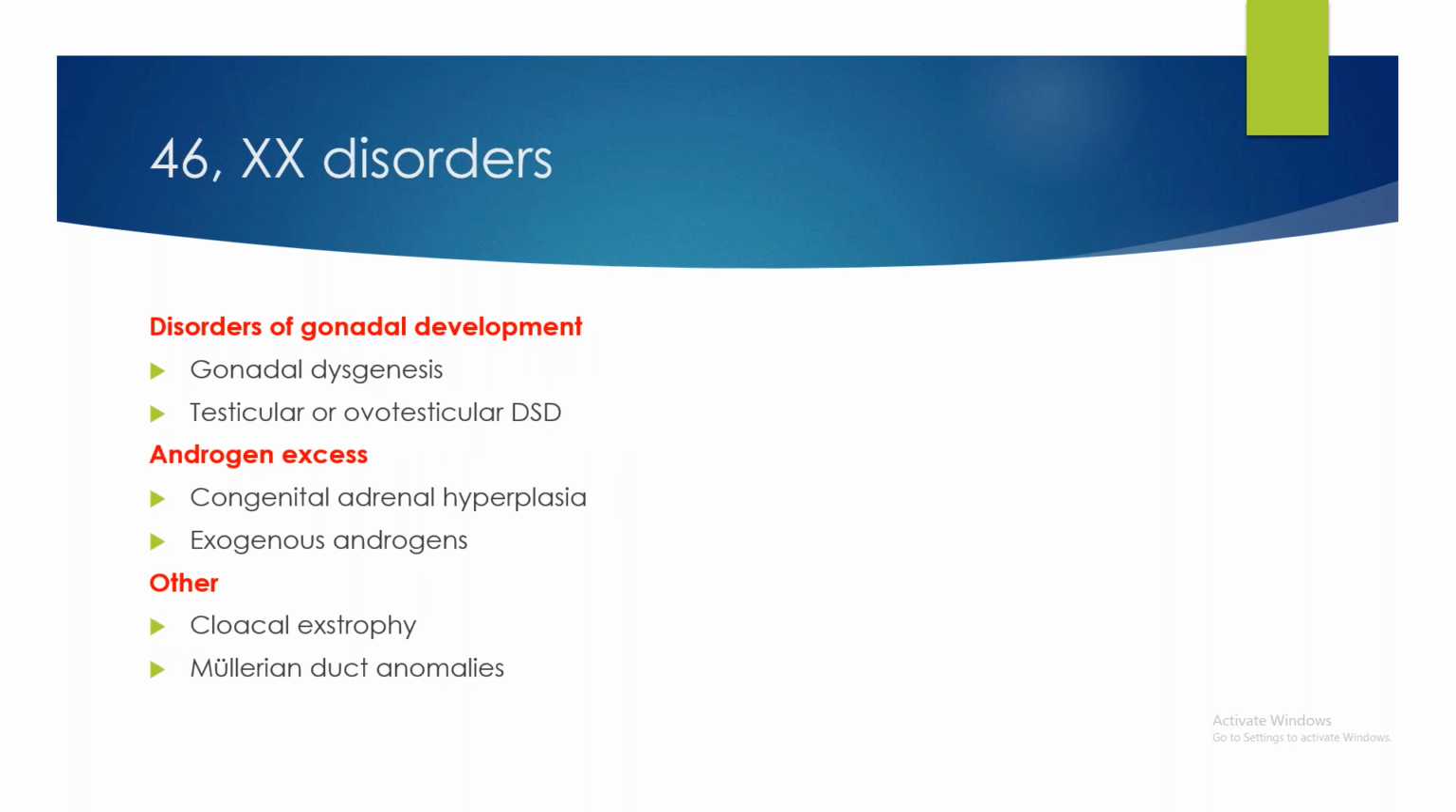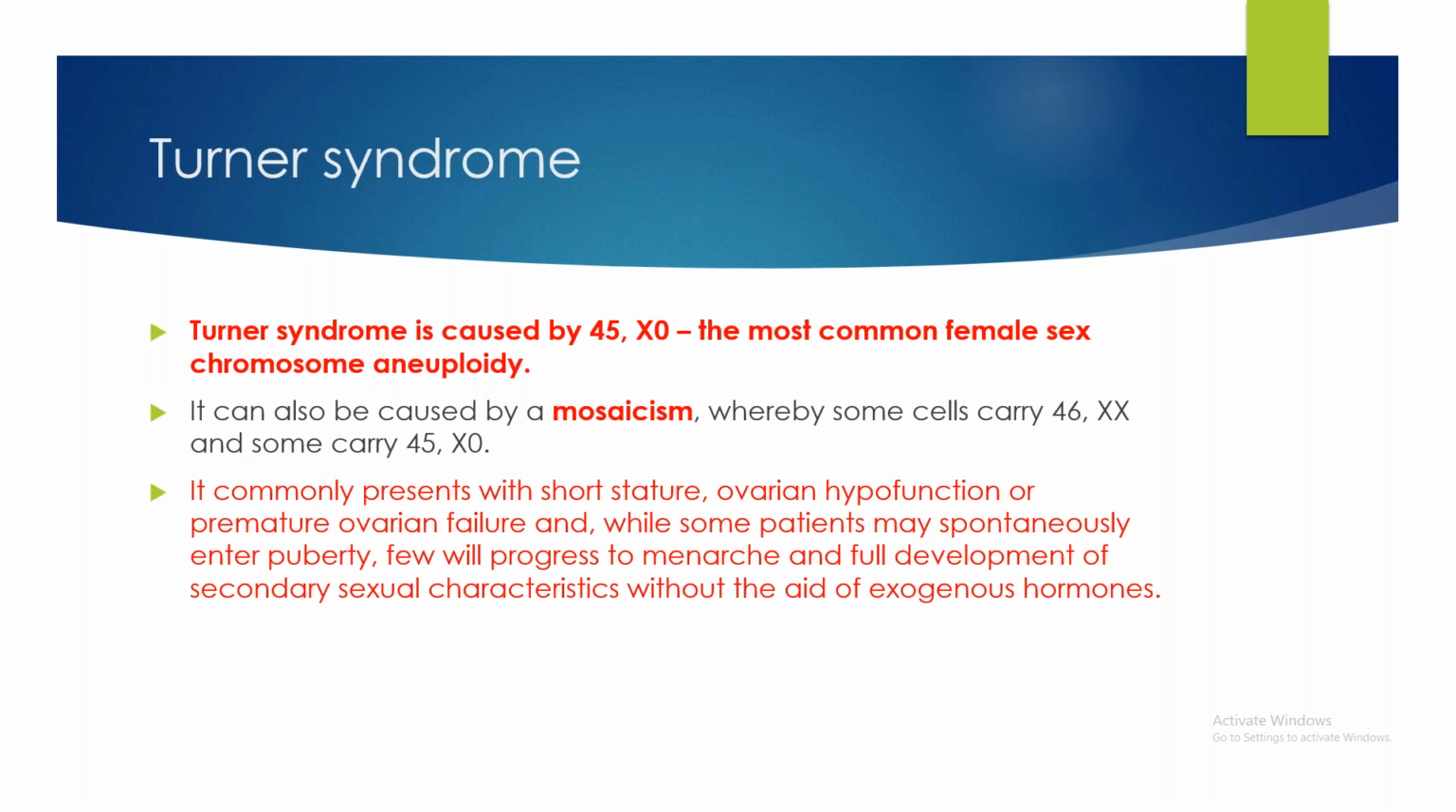46XX disorders are again gonadal dysgenesis or testicular or ovotesticular DSD, androgen excess in case of congenital adrenal hyperplasia, presence of exogenous androgen, and others are Mullerian anomalies and cloacal exstrophy. So we will look into each one. Now they have given a short description of each of these.